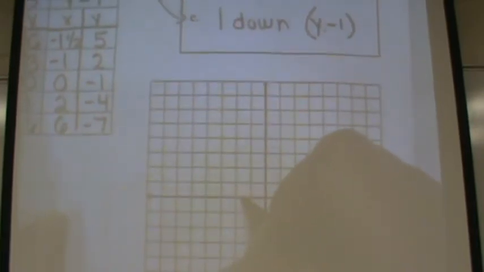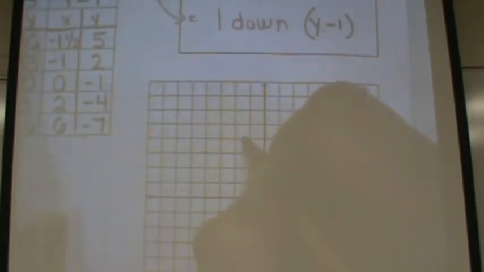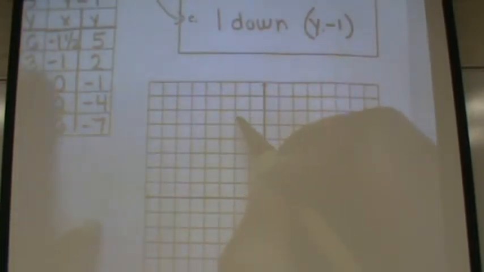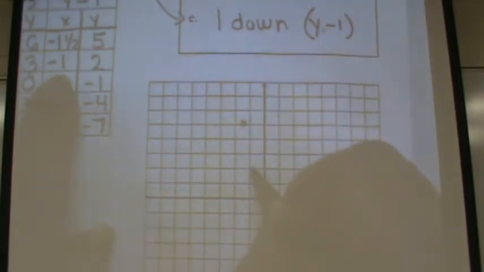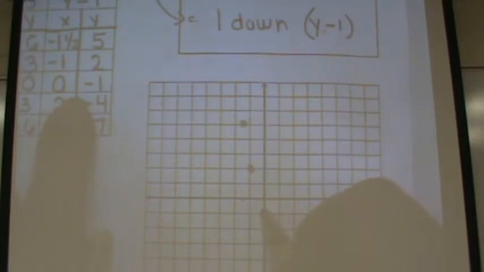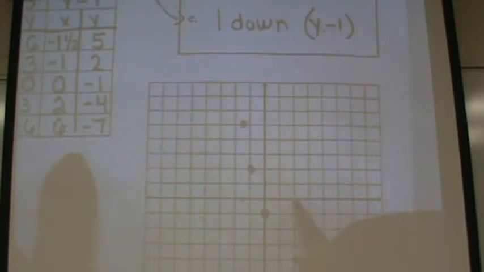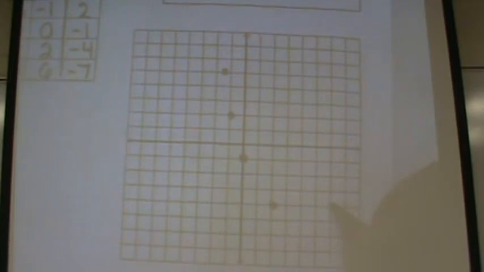Okay, so let's graph these. Over -1.5, up 5. 1, 2, 3, 4, 5. Over -1, up 2. Over 0, down 1. Over 2, down 1, 2, 3, 4. And over 2, 3, 4, 5, 6. 1, 2, 3, 4, 5, 6, 7.